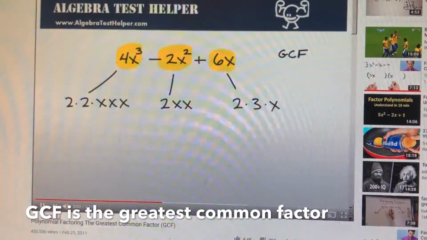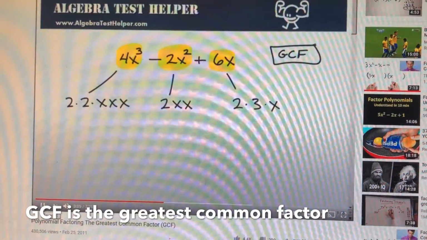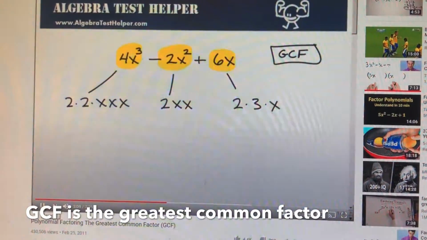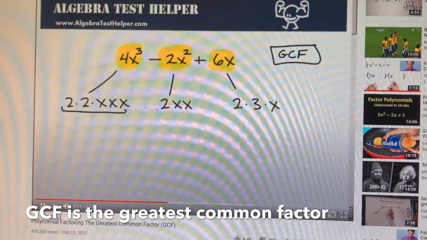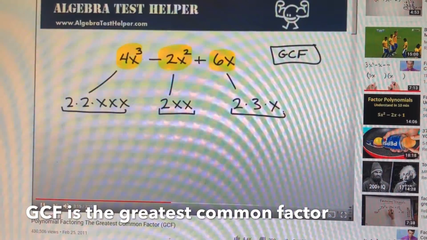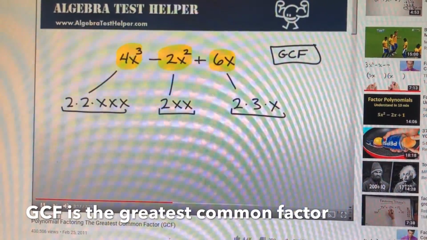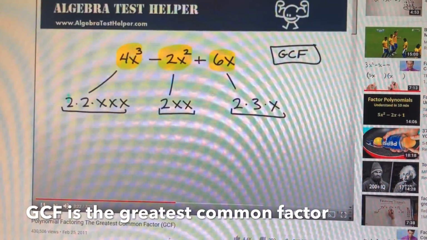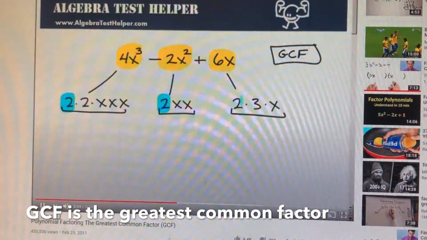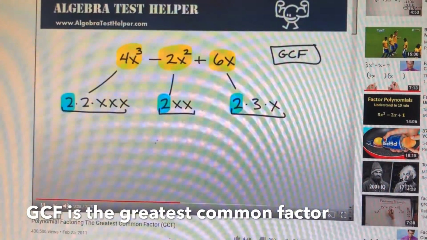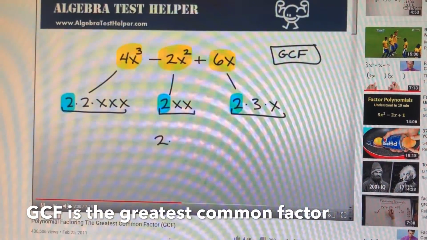Okay, so greatest common factor. The greatest common factor is the greatest thing that the factors of all three of these terms have in common. So let's ask ourselves, what do all three of these terms have in common? Well, they definitely have a 2. Each one of them has a 2. So because they all have a 2 in common, that's going to be part of our greatest common factor. So that would be a 2.